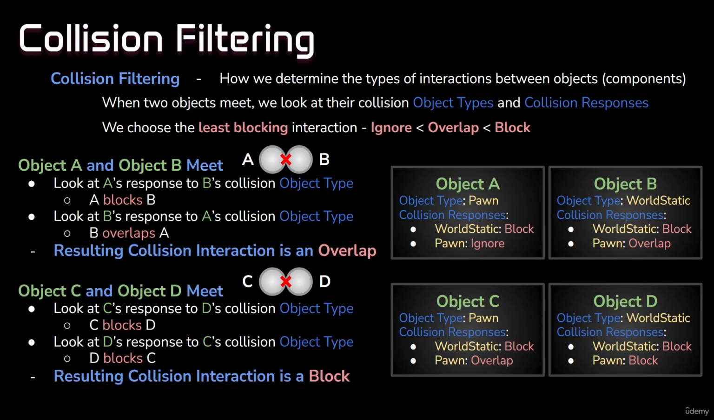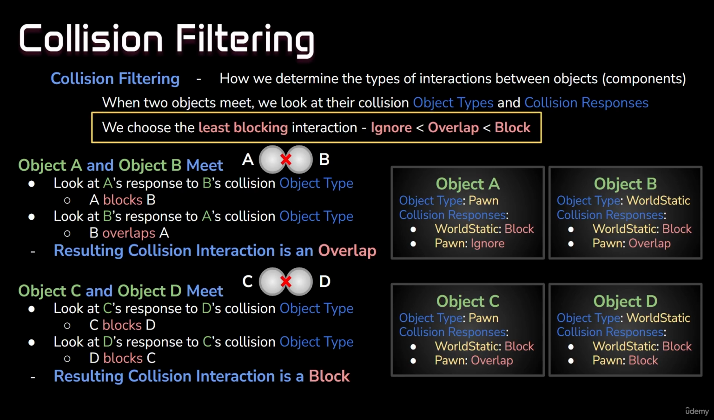Note that this is the only way that we get a blocking collision interaction. Both objects have to block each other's collision object types. If just one of them has a less blocking interaction, such as ignore or overlap, we will not get a block. So the most important line from this slide is this one. We always choose the least blocking interaction. Ignore is less blocking than overlap, and overlap is less blocking than block.